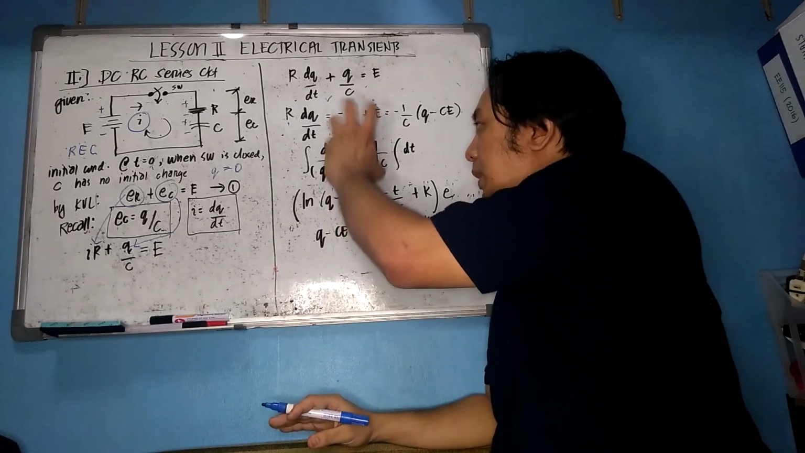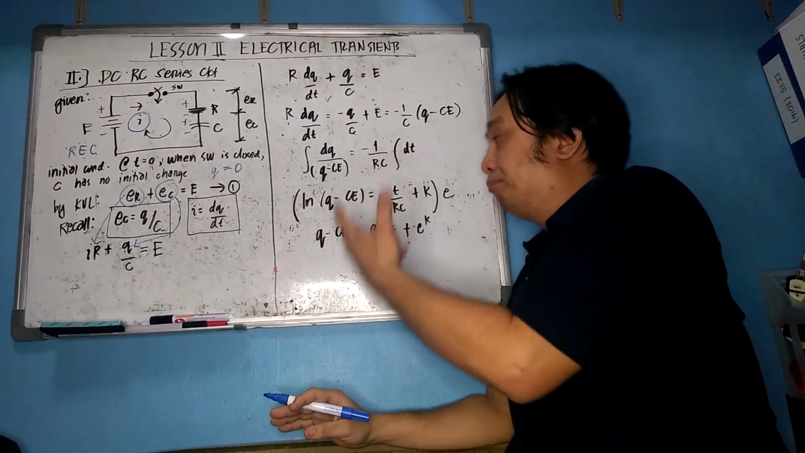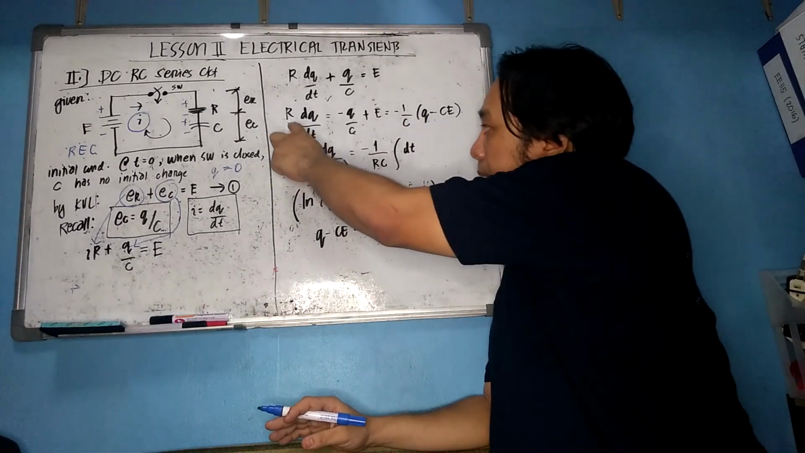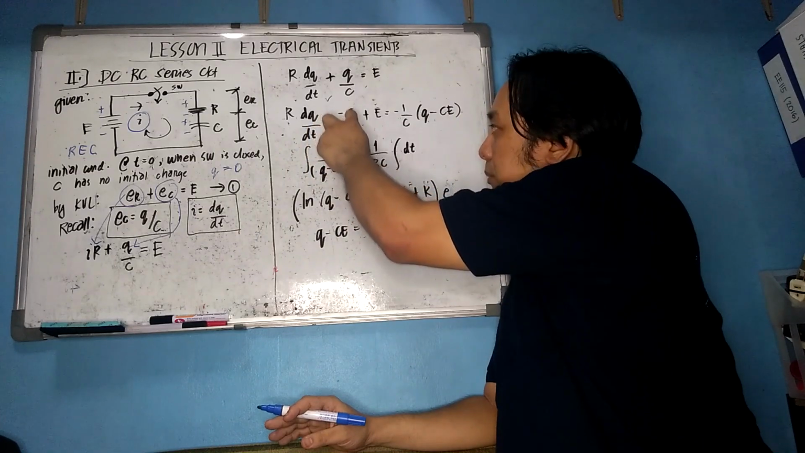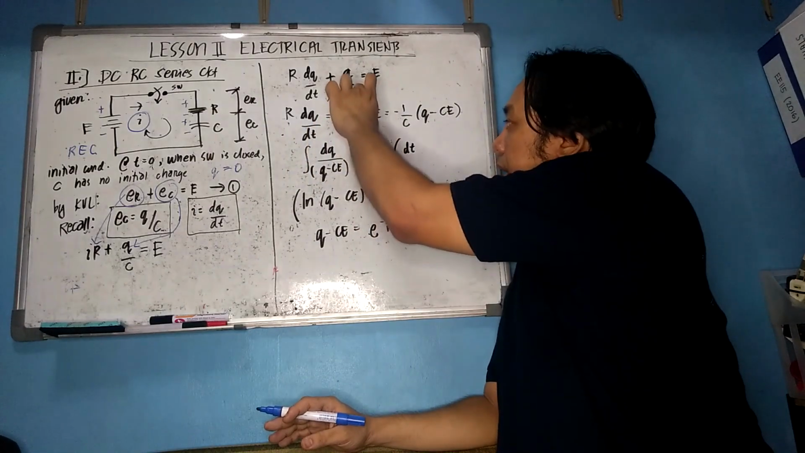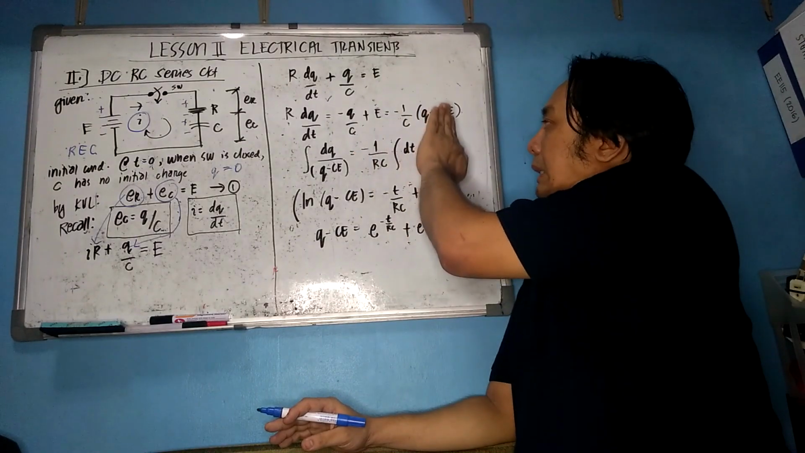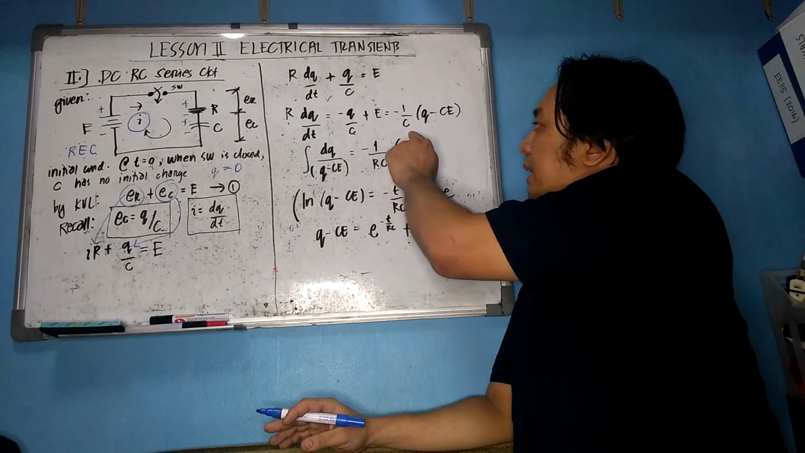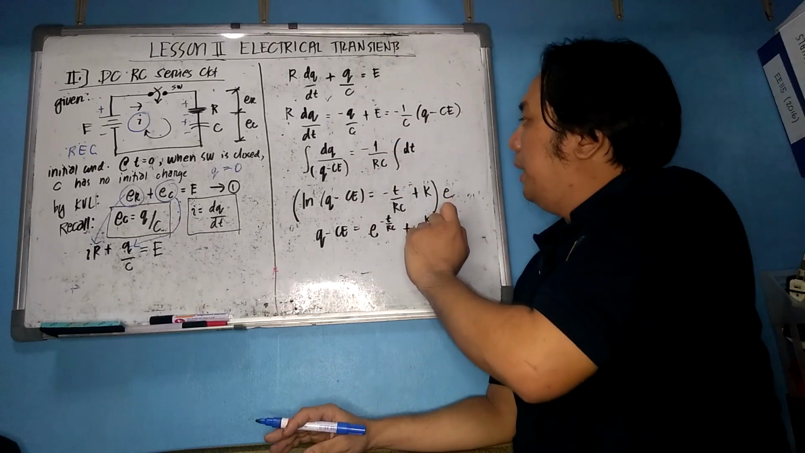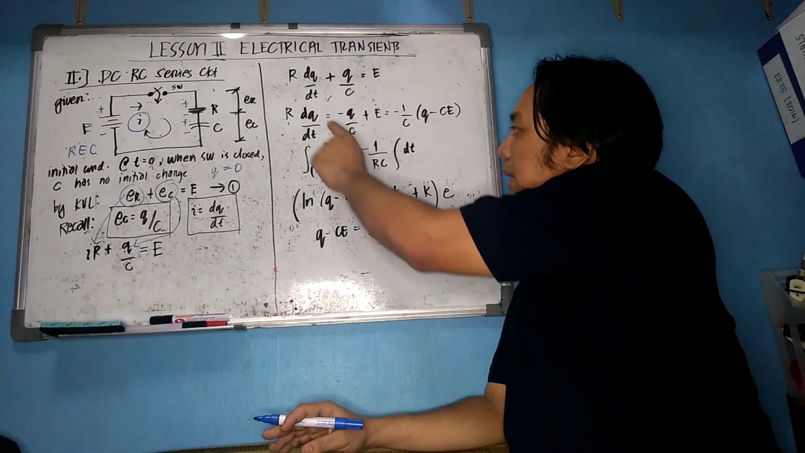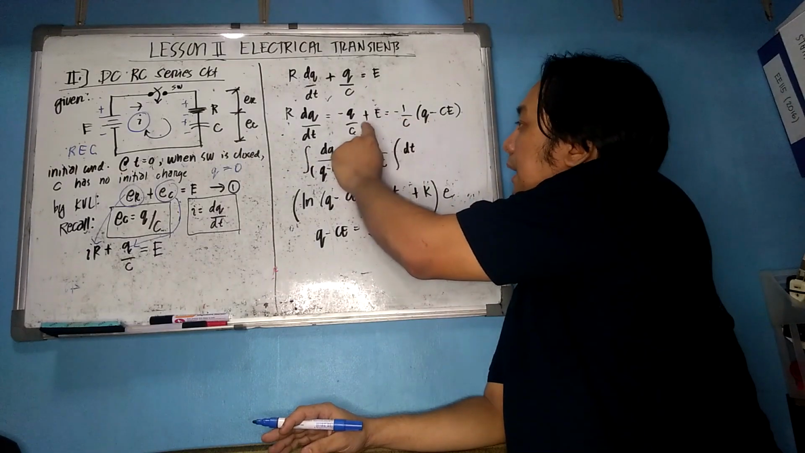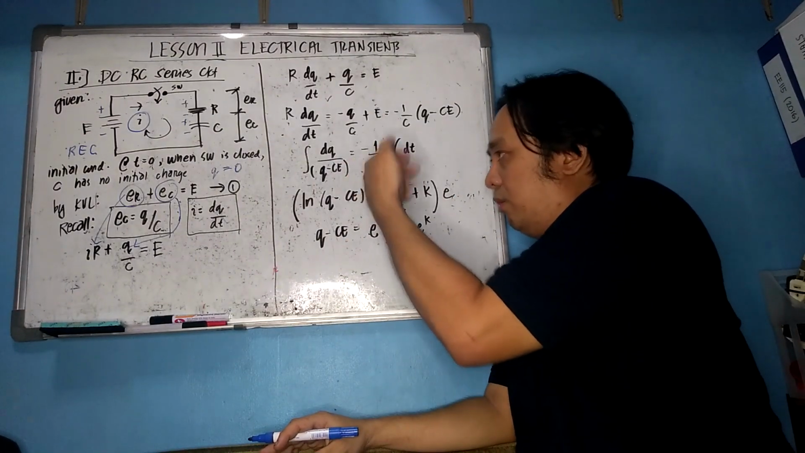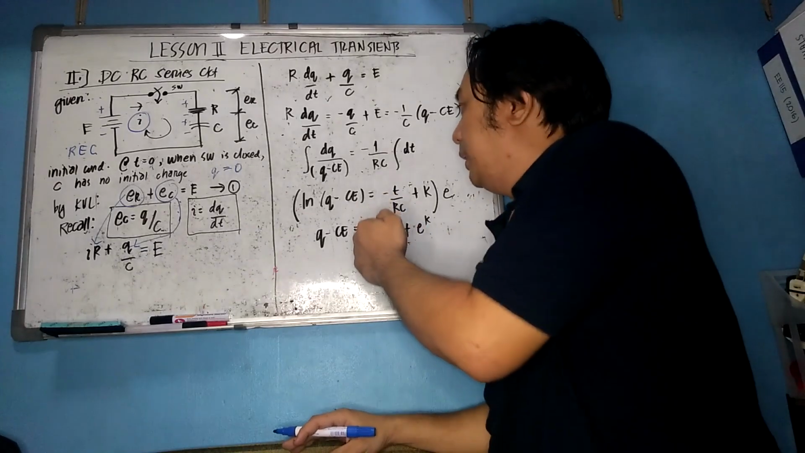We need to rearrange the equation so that when we integrate, we have the same variables. We have R dq over dt equal to negative Q all over C plus E. We can arrange this one by taking the common term here, which is 1 all over C. The main reason we arrange it is so that dq is in terms of Q and dt is in terms of a constant. Please take note that RC is the constant here of the circuit, and then E.